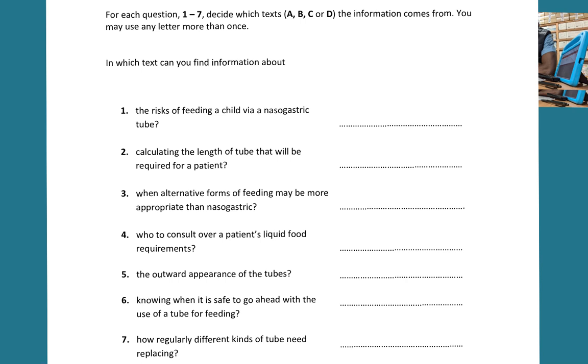All right. So question number 1. The risks of feeding a child via a nasogastric tube. So we go to the text that contains information about risks of feeding a child via a nasogastric tube. Among the 4 texts, which of them contains the information? Then you write the letter against the question number.